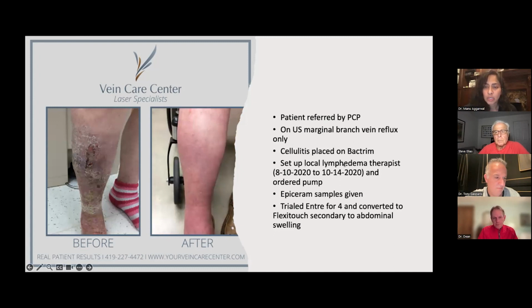So this particular patient was referred to us by primary care. Obviously, you wonder when they present like this, why did it take so long to present like this? This patient underwent, again, an ultrasound study in our practice, found really minimal reflux that was really just an incidentaloma. We did place this patient on an antibiotic, set him up with a local lymphedema therapist, because we do work with our local lymphedema therapists in our area, depending on where the patient lives. We want to make sure that they're not having to travel very far for their lymphedema therapy. Usually when they see a therapist, they're seeing them at least once or twice a week.